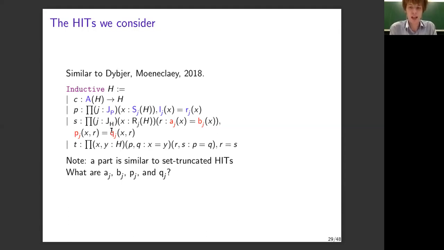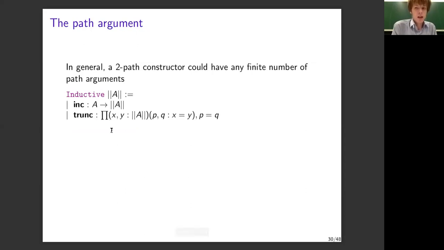We start with AJ and BJ. Let's return to the example of the set truncation, because that was the example where we had the path arguments, and that one looked as follows. The path argument was PQ of type X equals Y. So what you might expect is a list of pairs of endpoints. The pair represents the left and the right hand side, and the list just says that you have a finite amount of these path arguments.